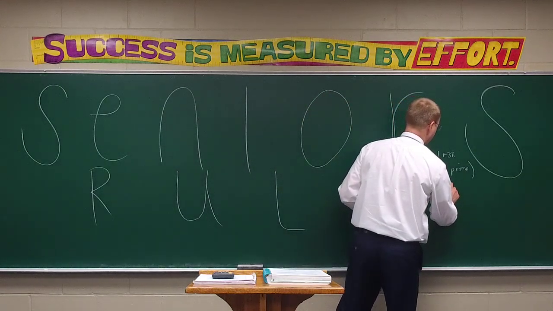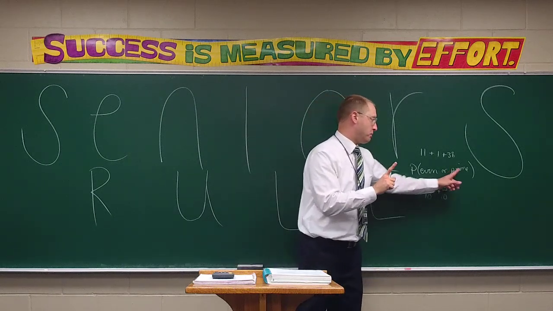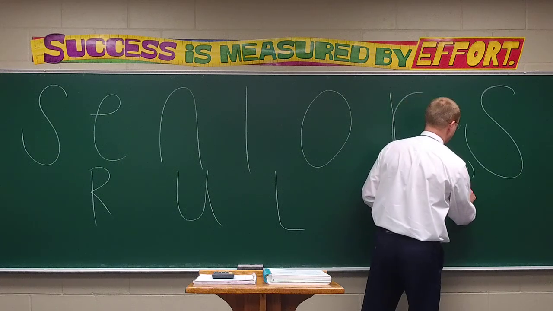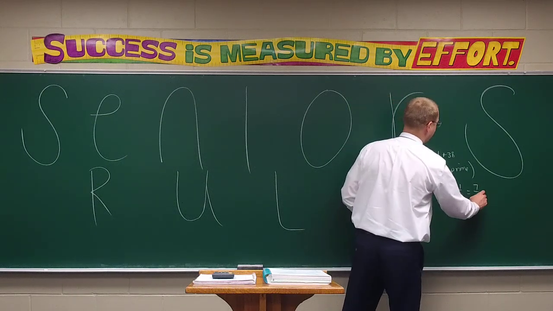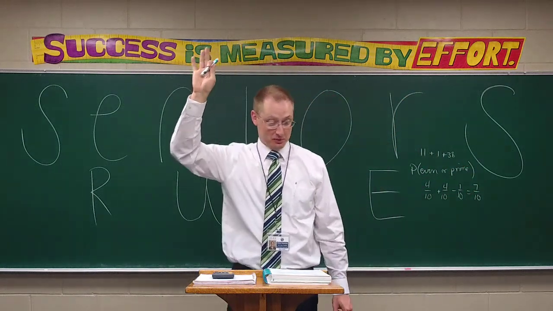Are these mutually exclusive, class? No, because there's one number that fits both bills, and that would be 2. It's the only even prime number, but since there's that overlap, we should subtract that out. We end up getting a probability of 7 to 10. How many got that one? Requires you to remember your prime numbers.